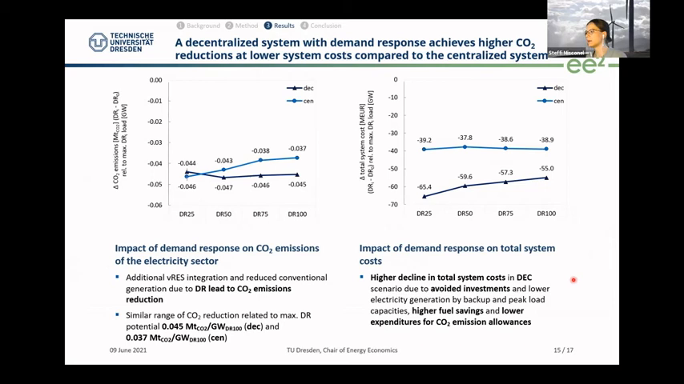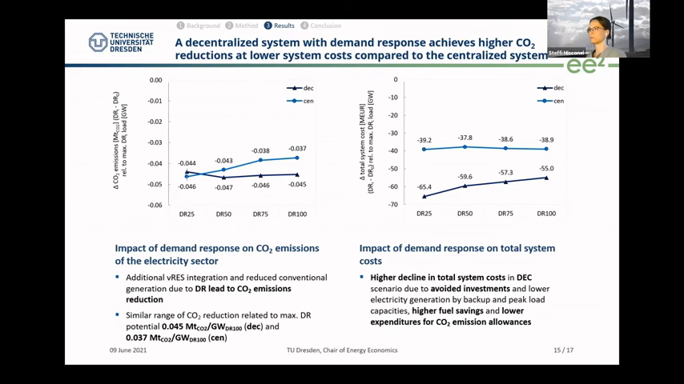Again, here the effect is higher in the decentralized scenario as the avoided investments are higher, and also the electricity generation by conventional backup and peak load capacity is lower. And this leads to higher fuel cost savings and lower expenditures of CO2 emission allowances.